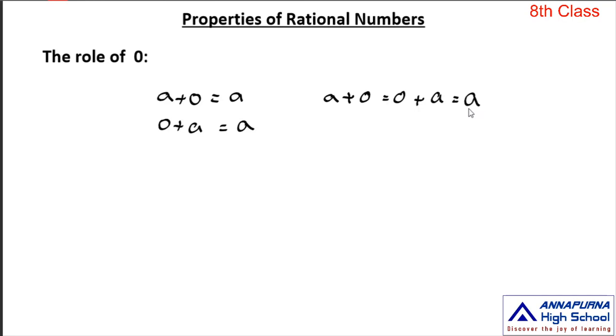A is any number. If you add 0 to that number, or that number is added to 0, we get the same result. Okay, so is there any other number satisfying this condition? There is no number. If you add any other number to a number, the result is different. We didn't get the same result. So this is the important role of 0 in numbers according to these fundamental operations.